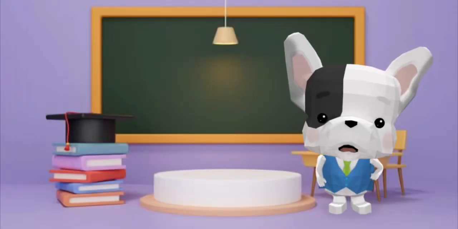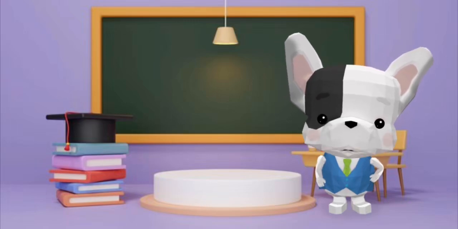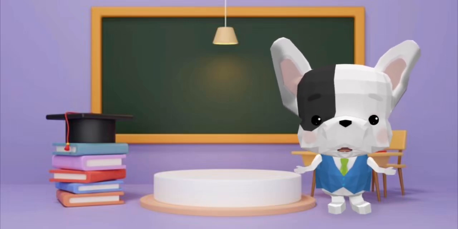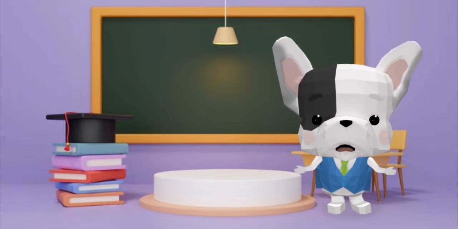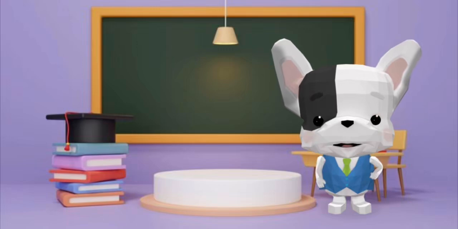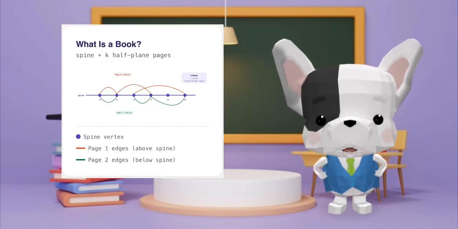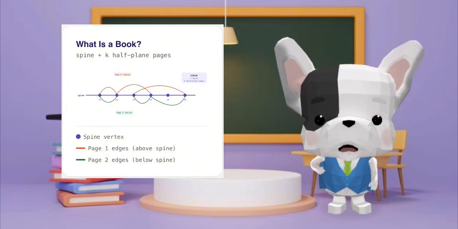Hello everyone, in this video, I will explain one of the topics in graph theory, specifically book embedding of graphs. Before we talk about book embedding, we first need to understand what a book means in graph theory. A book, also called a K-book, is a mathematical structure that consists of two main parts.